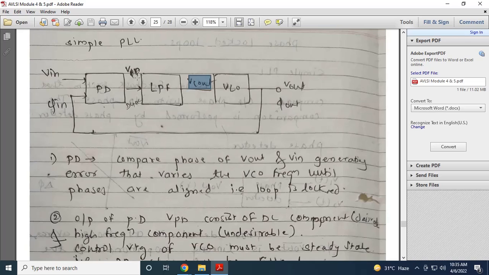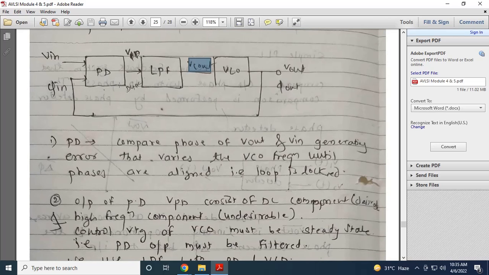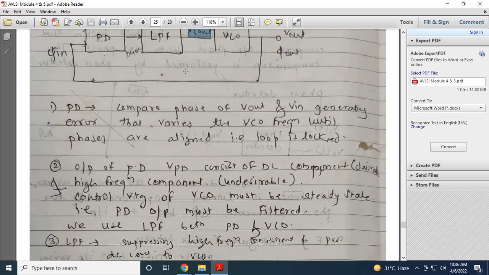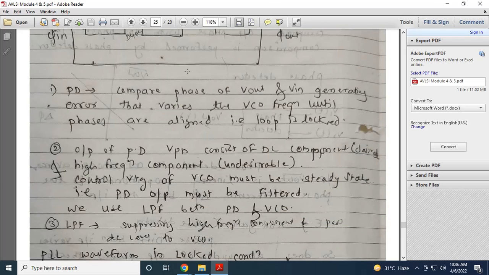So the output of the phase detector is a DC plus AC voltage, and we have to remove the AC component because we require a DC voltage for the voltage control oscillator, that is, the controlling voltage is a DC voltage. So we use a low pass filter. The function of the low pass filter is to remove the AC component and pass the DC signal. So the output of the low pass filter is a DC signal. The low pass filter will suppress the high frequency component and pass the DC signal.